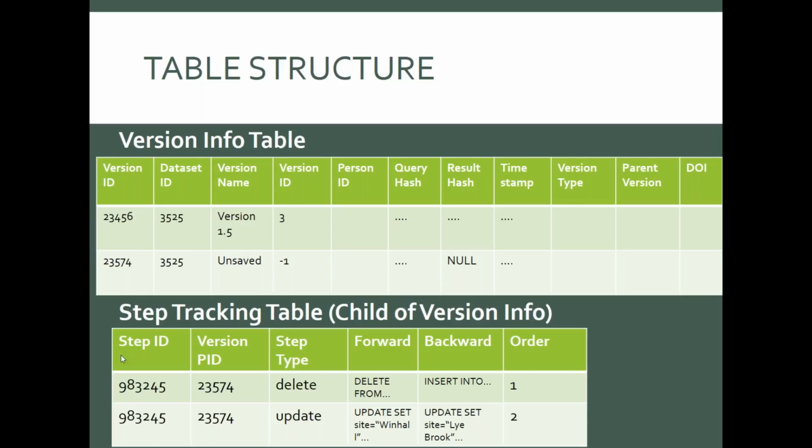The step tracking table, which is a child of that version info table, tracks the individual steps in order, so how to walk from one data set to another. The only thing we added as we were finishing out our implementation was the step type, so that we could perform the right actions on each step. It's stored as the full SQL for going forward and the full SQL for going backwards, so you can go from one state to another using the table, and then the order in which this happened.